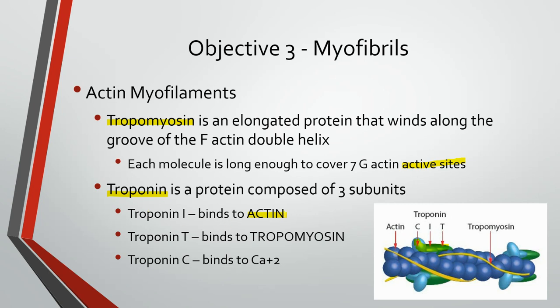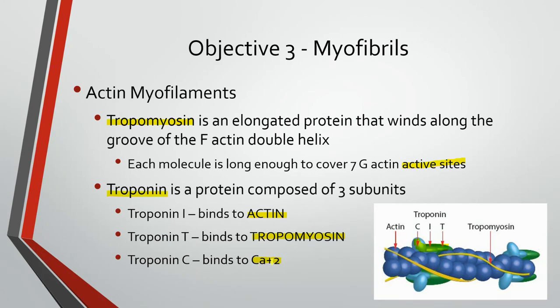This is where the troponin actually attaches to that F-actin region. One of your subunits can bind to tropomyosin, that rope type structure. This is the one that's going to be important in muscle contraction. And then we also have another one that can bind to calcium.